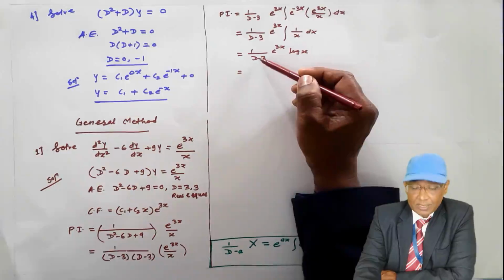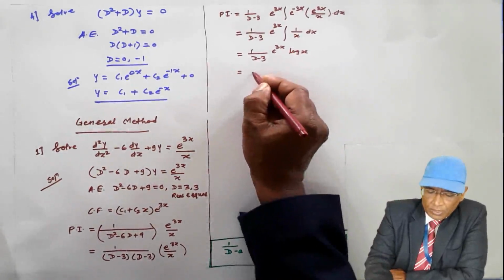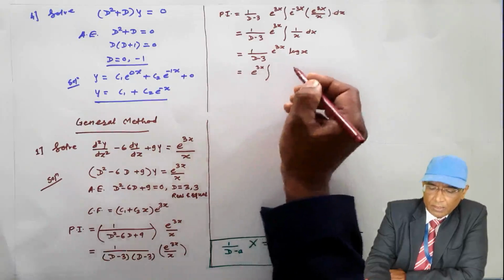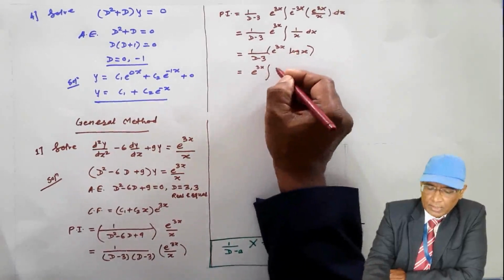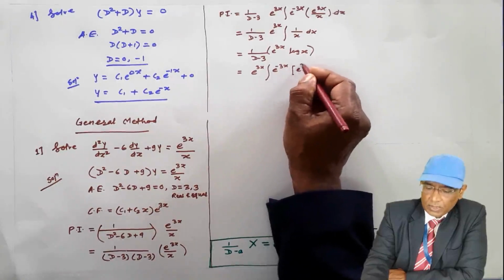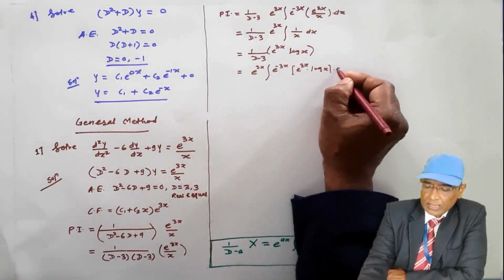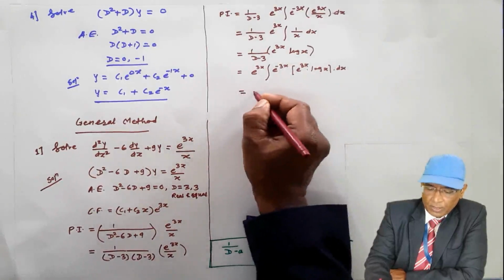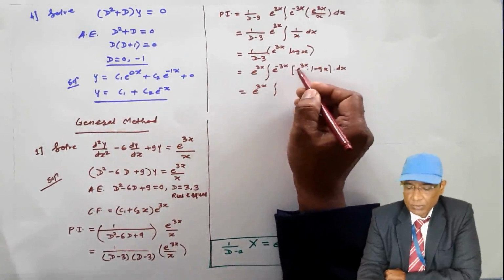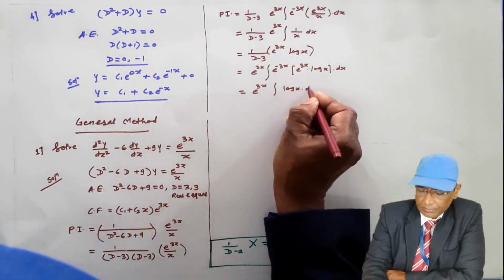One more 1 by D minus 3 is to be operated now. Again I am using this formula. What is the formula? e to the power 3x integral, this is our capital X now, integral e to the power minus 3x multiplied by capital X, it is e to the power 3x into log x. Due to this integral sign, I am putting here dx. This is as it is, e to the power 3x, e to the power minus 3x multiplied by e to the power 3x, e to the power 0, e to the power 0 is 1, only log x is remaining.